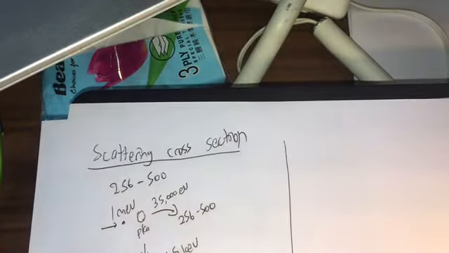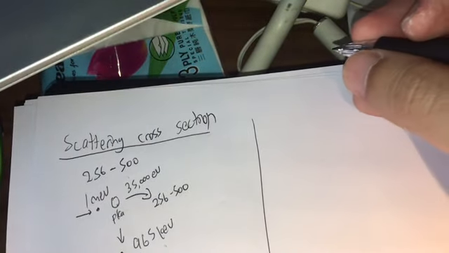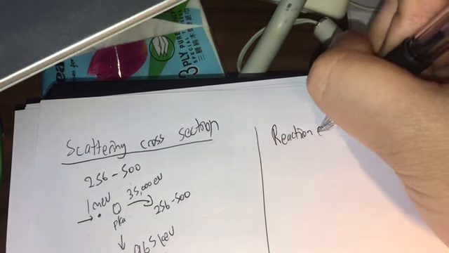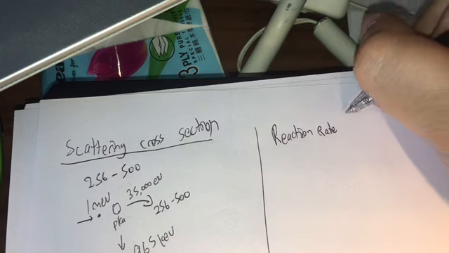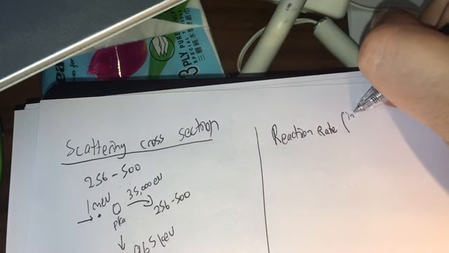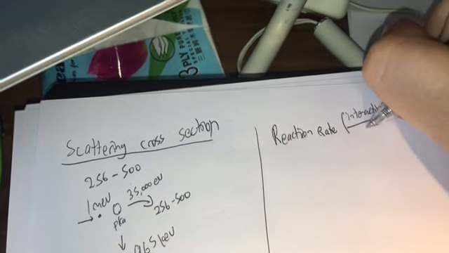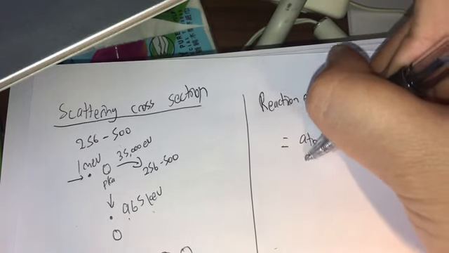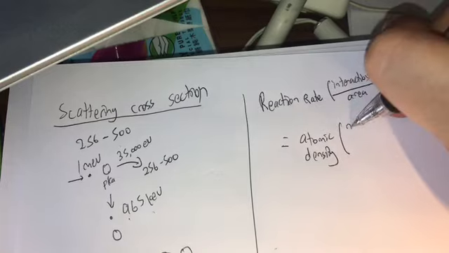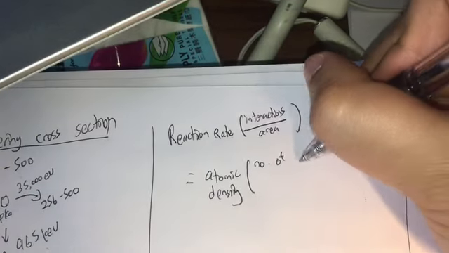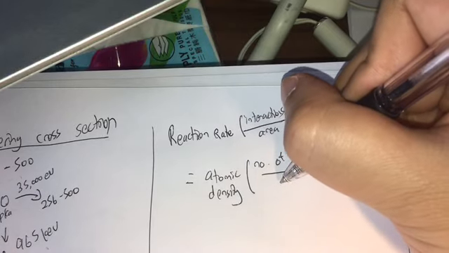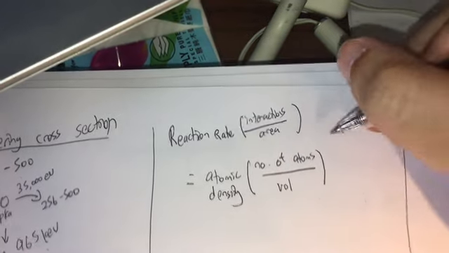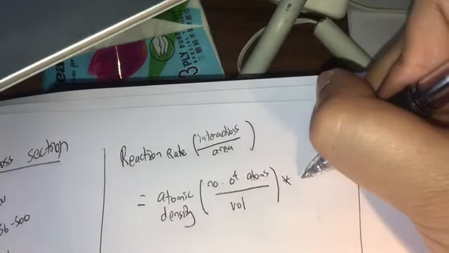So we can write it as such. Let's say we have R, this reaction rate, or we can also call it the interaction rate, in interactions or reactions per area, and that is equal to the atomic density, which is the number of atoms per cm cube, per volume. So we multiply that by the thickness, as discussed before.